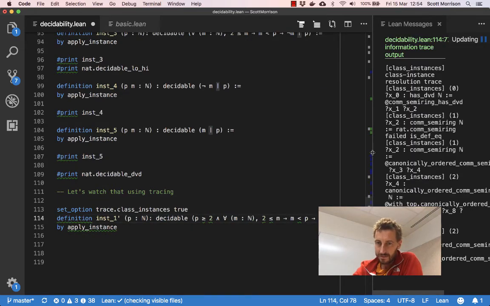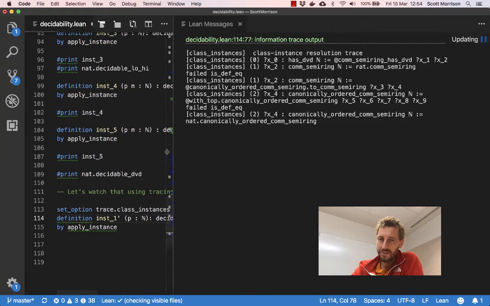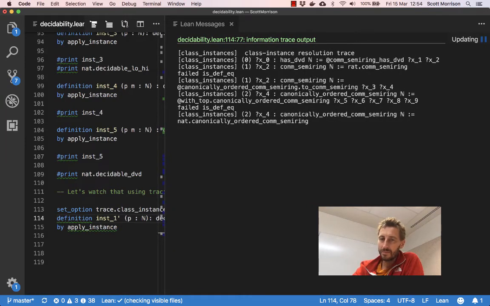Then it goes away and looks for an instance of comm_semiring on the natural numbers. For some reason, it considers trying rat.comm_semiring, and it says, no, that's a terrible idea. That's an instance of the rational numbers being a commutative semiring, and not the natural numbers, so we'll give up on that. We're still at level 1 because we gave up on one branch of the search. Now it says, I'm looking for a commutative semiring, and I've got this function that says every canonically ordered commutative semiring gives me a commutative semiring. Why don't I try that?